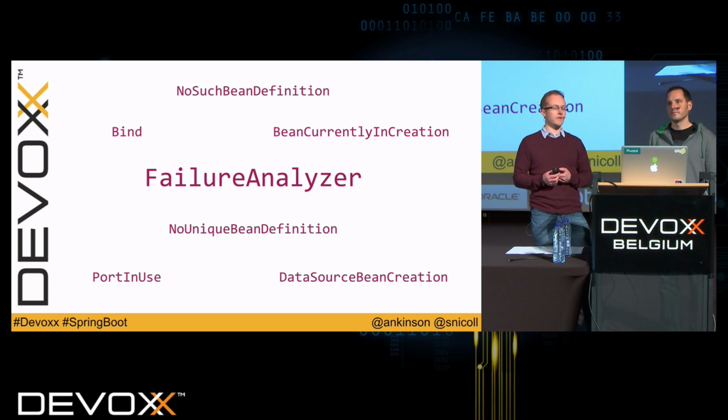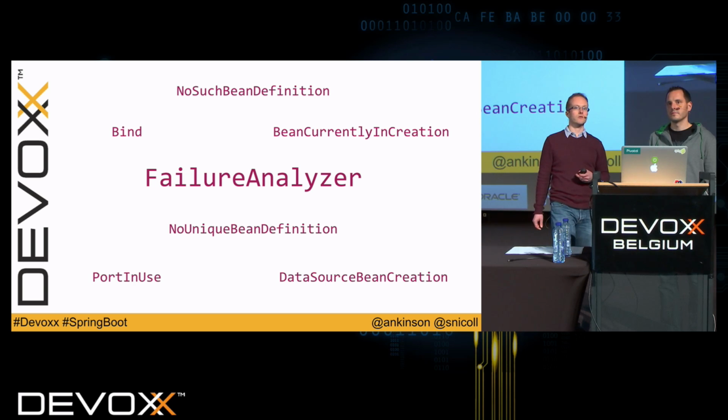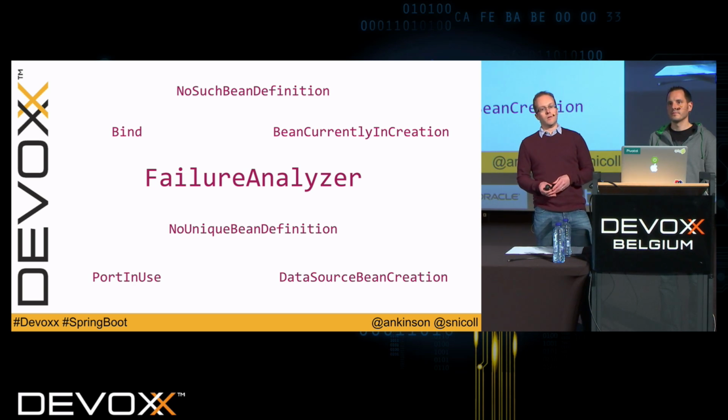No unique bean definition. This would be if there are multiple beans of the same type, and you're just looking for one, you're not trying to inject a collection of those beans. Then we can tell you, you were looking for one bean of this type, but actually we found 3. These are where they came from, so we can tell you which configuration class or XML or wherever they came from. Port in use, hopefully fairly self-explanatory.